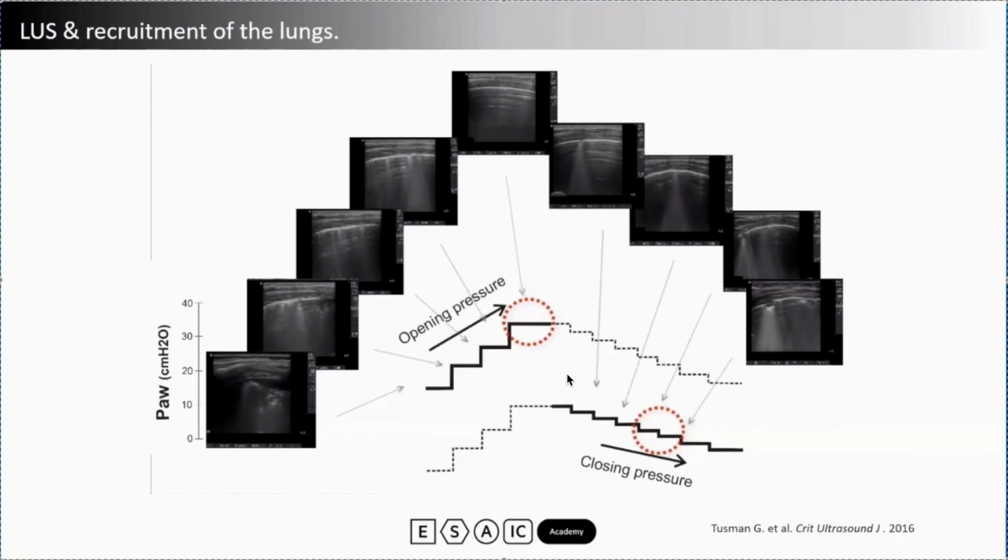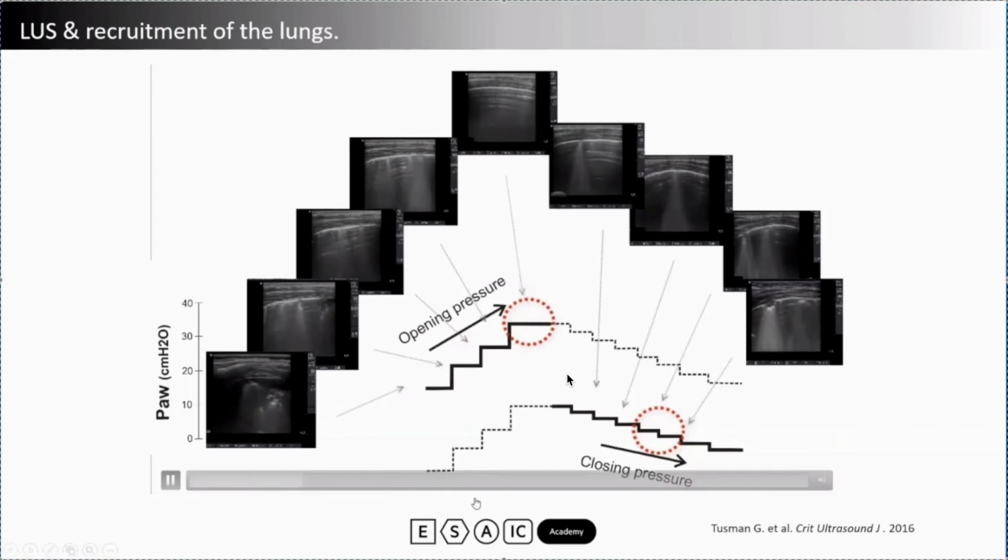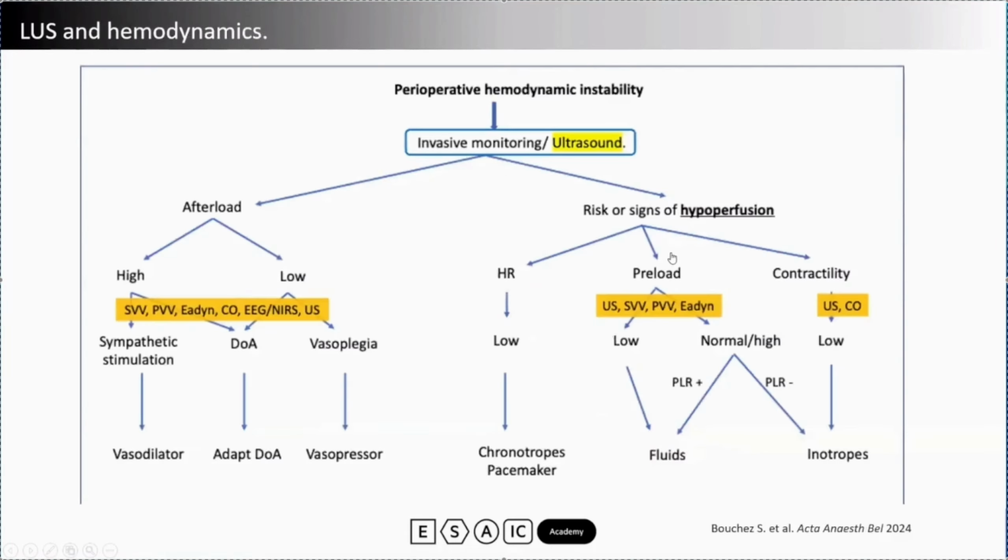And then this is the opening pressure, and when you want to determine the optimal PEEP, you should lower your PEEP after the recruitment maneuver, and then just at the point that these B-lines and consolidations tend to appear again, this is the closing pressure, and you should apply PEEP 2-3 centimeters of water above this level where there is a tendency to reappear.